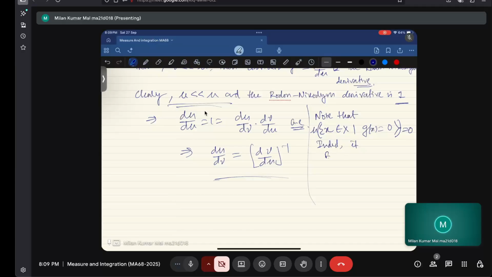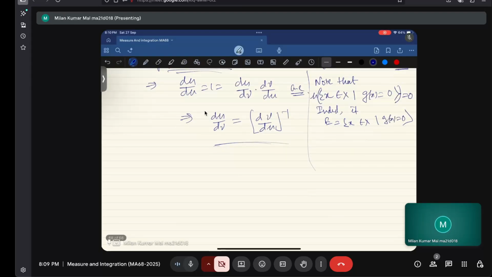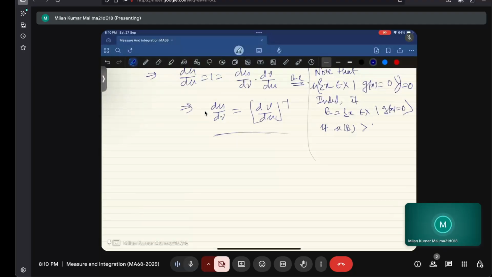Indeed, the set E, equal to the set of x belonging to capital X such that g of x equals 0, is obviously a measurable set, because here we are considering the inverse image of the singleton set 0. Now, if the measure of E is greater than 0, then the measure of the set of x such that 1 of x is equal to 0 is greater than 0, which is a contradiction.